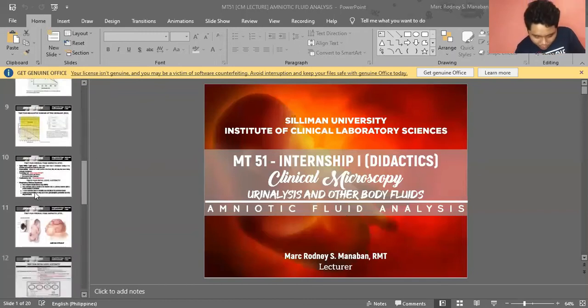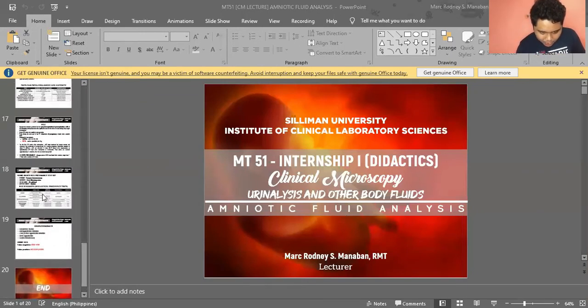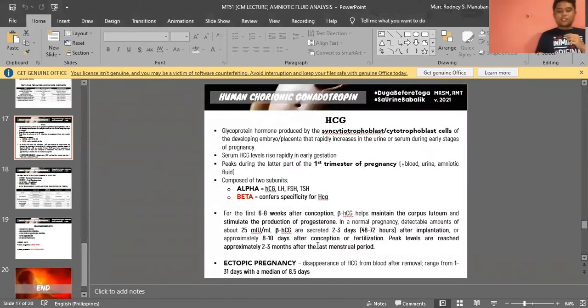Ayan. So kadyot lang yun, wala na ako na mention sa HCG when it comes to ectopic pregnancy. So ectopic pregnancy, the idea is yes, HCG or human chorionic gonadotropin disappears from blood from 1 to 31 days after removal of the ectopic pregnancy.